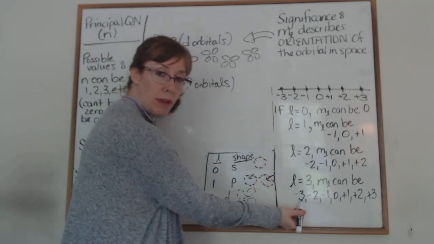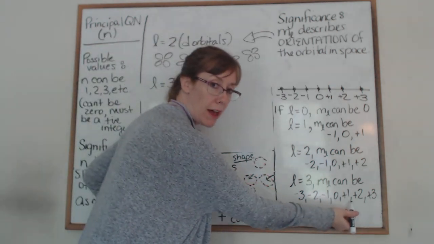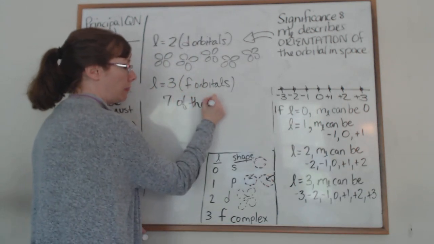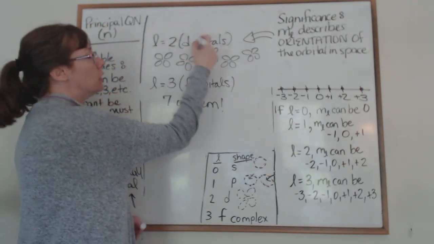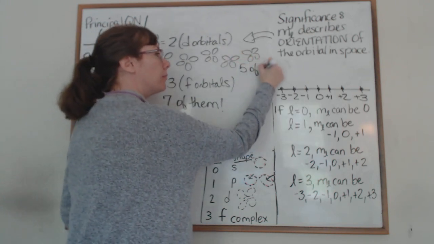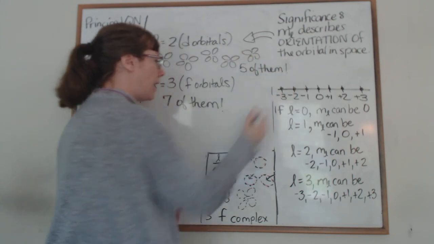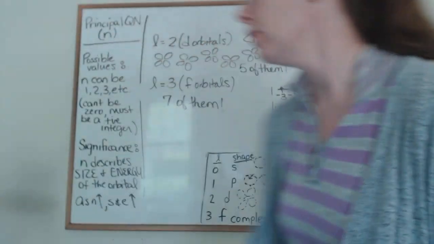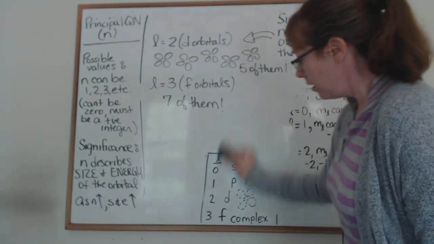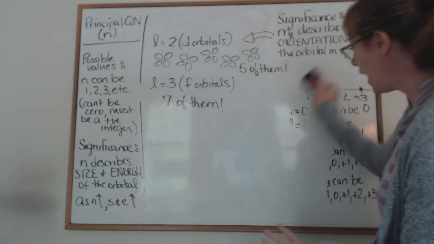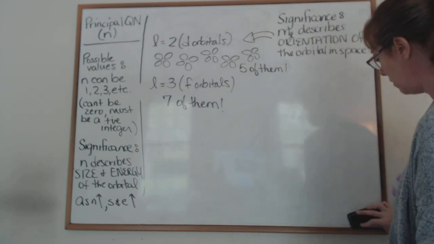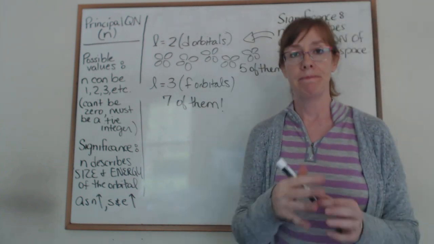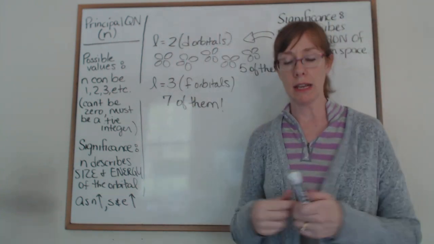And how many will you get? 1, 2, 3, 4, 5, 6, 7. You will get 7 of them. So with d orbitals, you get 5 of them. With f orbitals, you get 7 of them. Now, that is the quantum numbers, the three that describe orbitals. Let me just put this all together so that we can move forward in the next video.